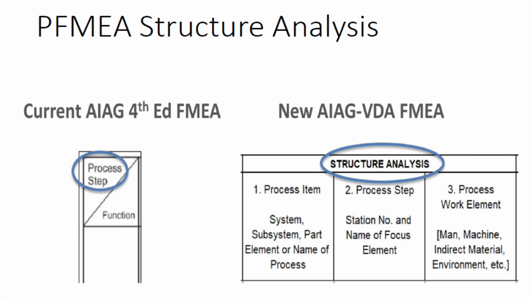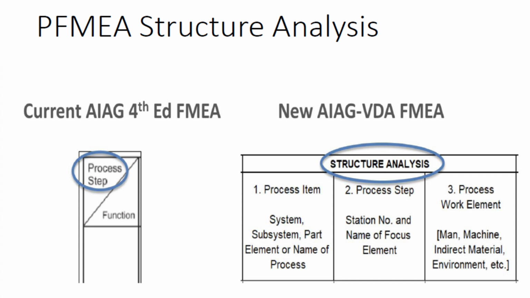Something similar is with process FMEA. In process FMEA, we are dividing into 3 different parts, and the terminology is a little bit different. We call it process items, process steps, and process work element. And in this we use the process flow chart and the structure tree. So take a simple example with respect to that.